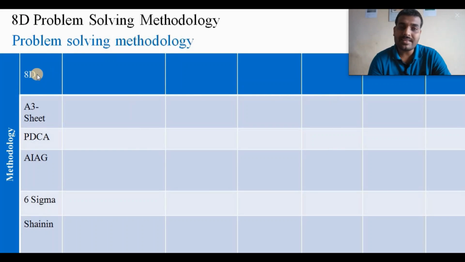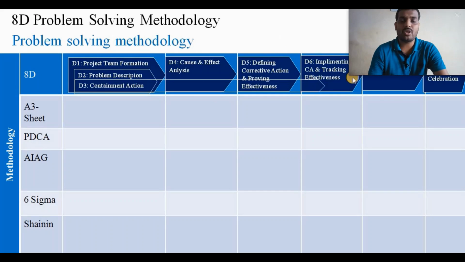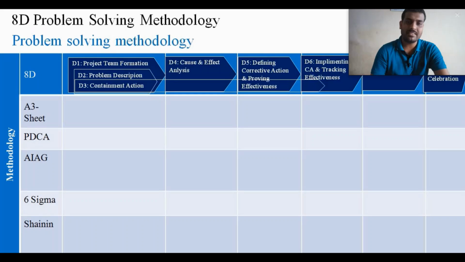It consists of 8 phases or 8 disciplines, starting from D1, that is team formation, then D2, problem description, then D3, containment action, then D4, cause and effect analysis, then D5, defining corrective action and proving its effectiveness, then D6, implementing those corrective actions and tracking their effectiveness, and then D7, establishing preventive measures, and D8 for final meeting or closure of the problem and team celebration.